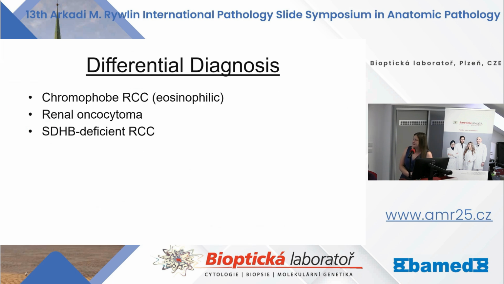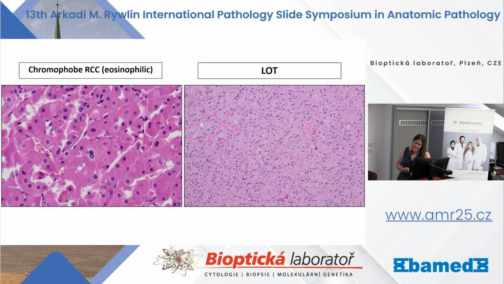Differential diagnosis of this tumor, I think, is relatively easy. So chromophobe cell carcinoma, mainly the eosinophilic variant, renal oncocytoma, and SDHB deficient renal cell carcinoma. Chromophobe cell carcinoma shares the eosinophilic morphology and perinuclear clearing. However, in chromophobe cell carcinoma, you should see more prominent membranes, irregular nuclei, and binucleation, which is not typically present in LOT. From the immunohistochemical point of view, LOT is negative for CD117, chromophobe cell carcinoma is positive.